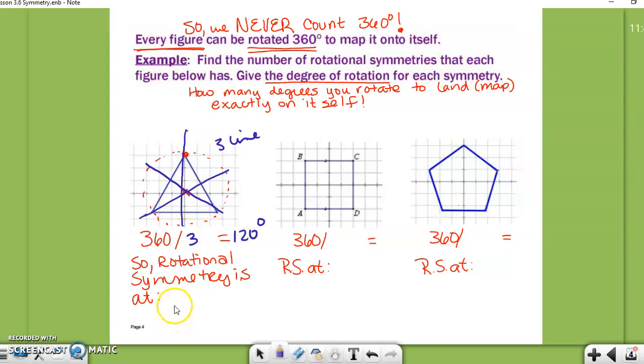So every 120 degrees, I have rotational symmetry. So I have rotational symmetry at 120 degrees and at 240 degrees. Now, if I add another 120, I'm at 360, so I'm not going to count that.